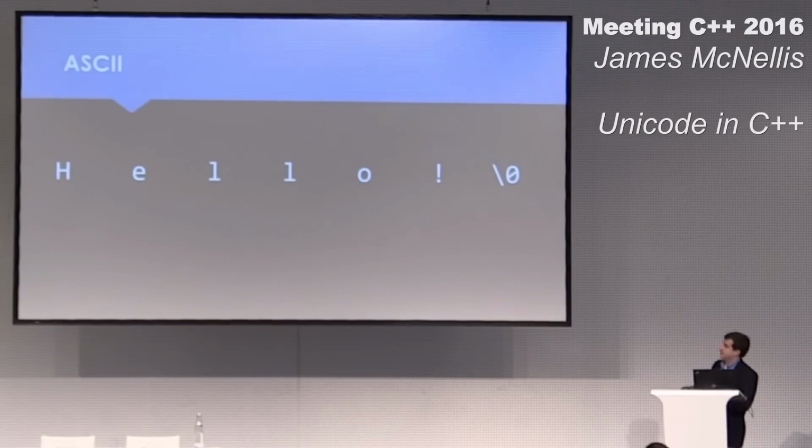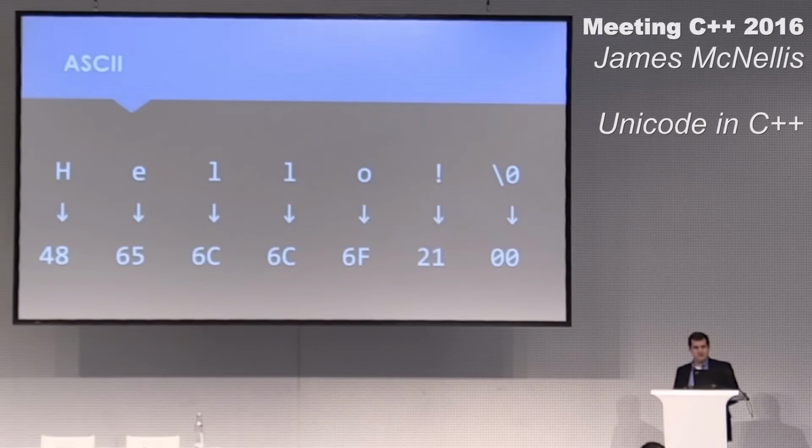So for example, here is the string hello. These are the characters, H, E, etc. And in order to encode it in ASCII, we basically map each of these characters to a numeric value. So the H gets mapped to 48, the E gets mapped to 65, etc.